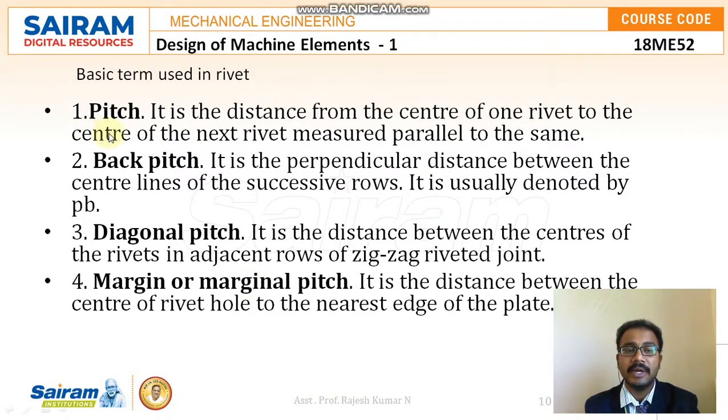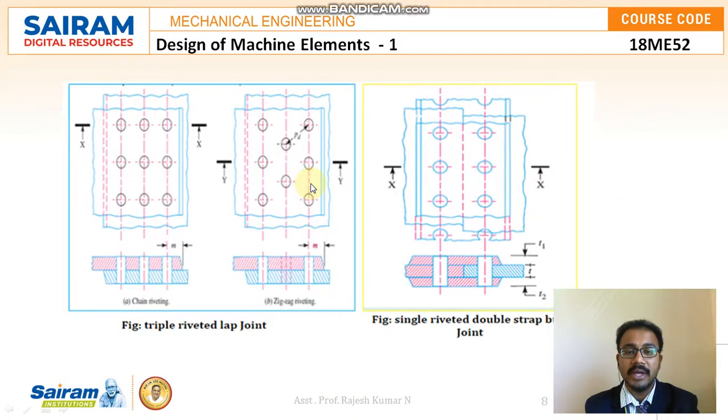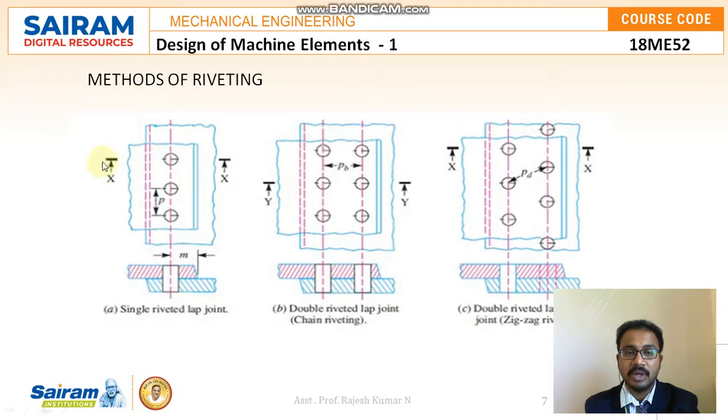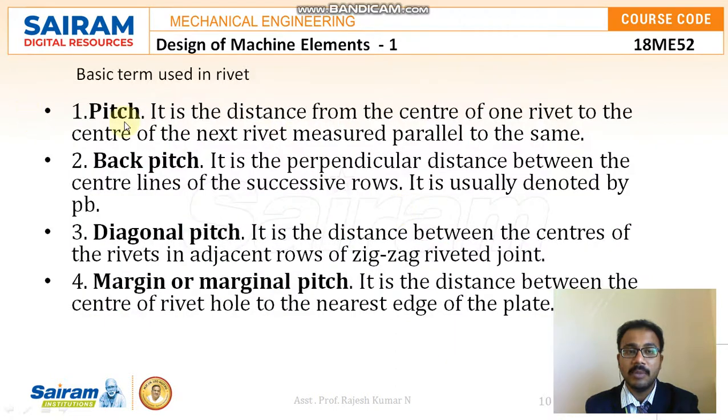So the first important terminology is pitch. Pitch is the distance from the center of one rivet to the center of the next rivet, measured parallel to the same. Here I want to take this particular example. As per the pitch definition, it is the distance from one rivet to the immediate next rivet, measured parallel. You can see this is the pitch, and similarly this is pitch, and similarly this is pitch. So this is how we need to remember pitch.